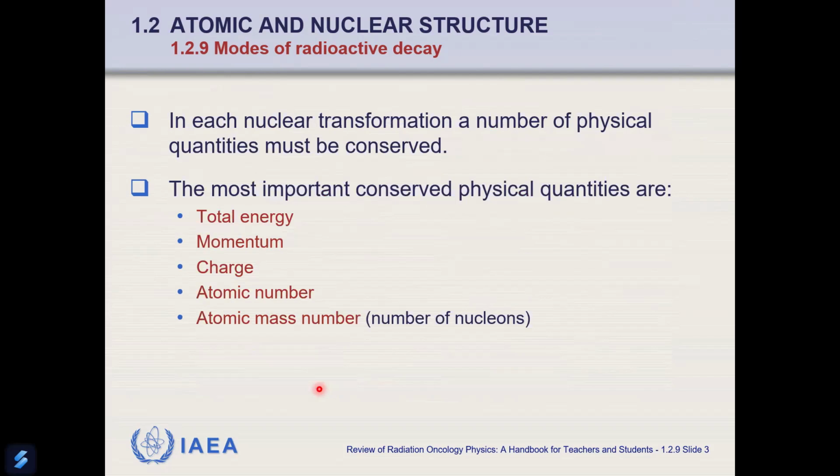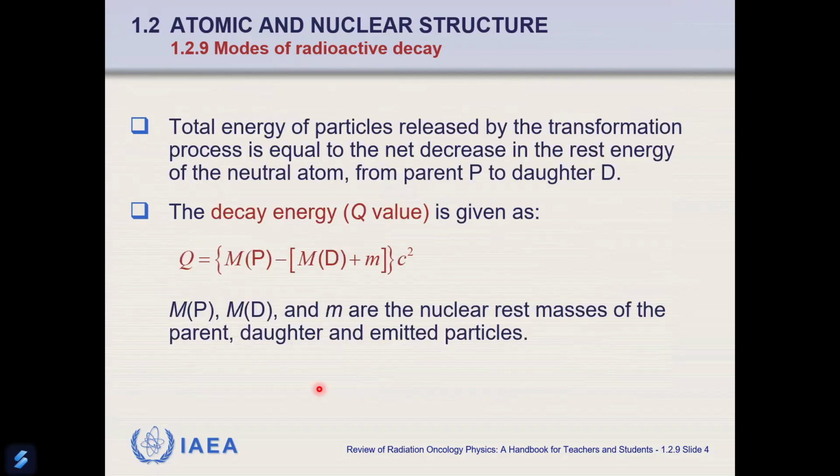And of course, there's conservation of physical quantities like energy, momentum, atomic number, and charge. You can calculate the decay energy, which we sometimes call the Q value. If you have a parent P decaying into a daughter D, the decay energy will be given by this equation. MP is the rest mass of the parent, MD is the rest mass of the daughter, and small m is the mass of the particles that are emitted. And of course, you multiply by c squared.